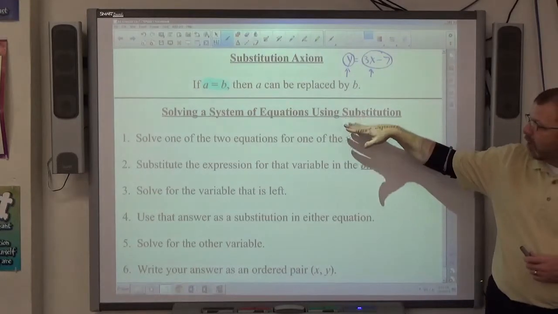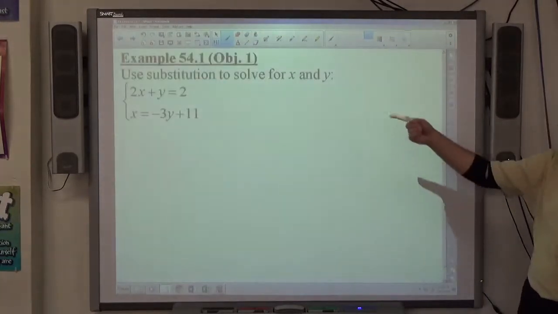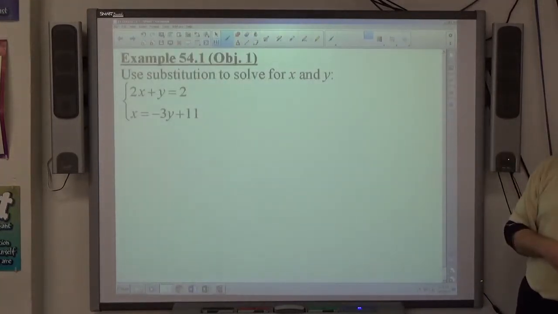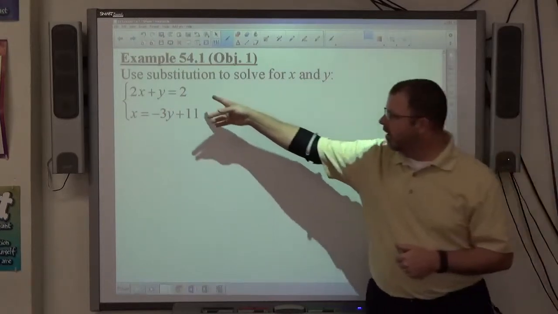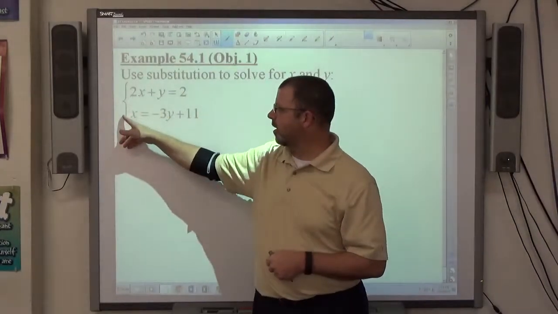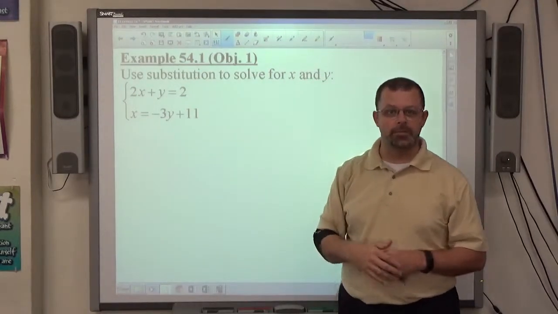As far as how to solve a system of equations, they look like this, by the way. Use substitution to solve for x and y. They're going to have a couple of equations with these little braces next to them. The equations will contain the letters x and y.